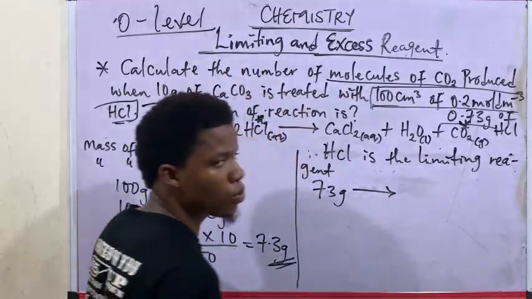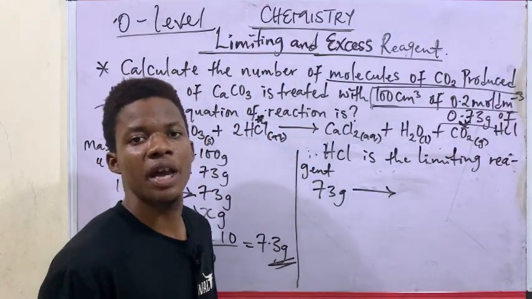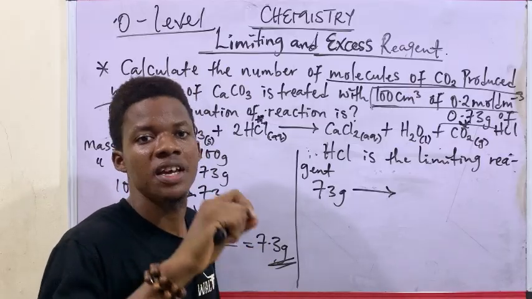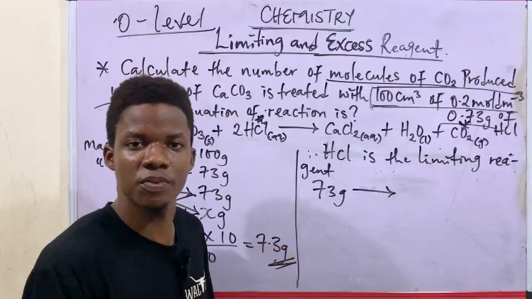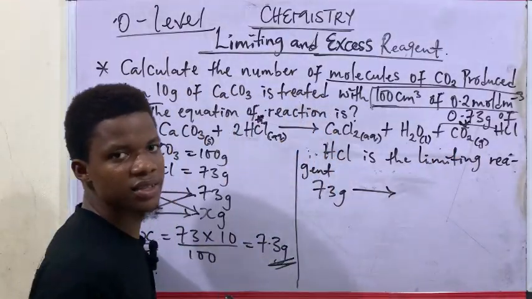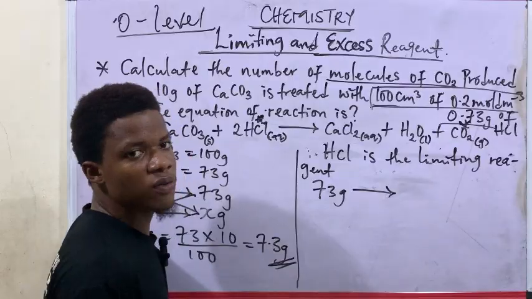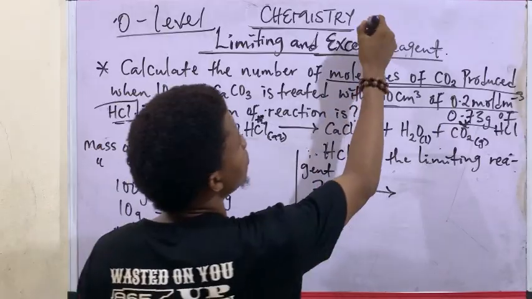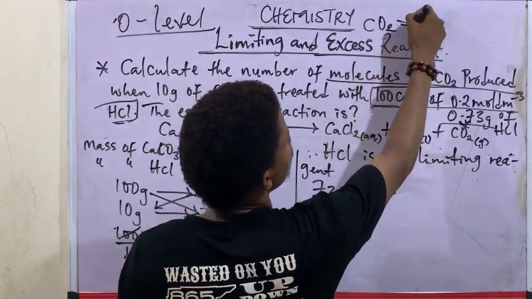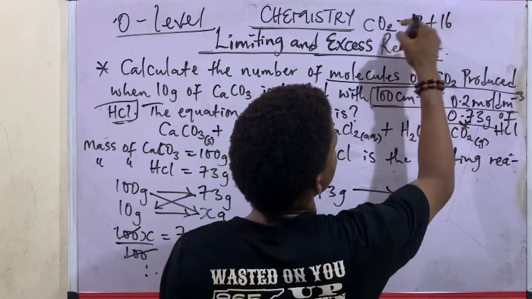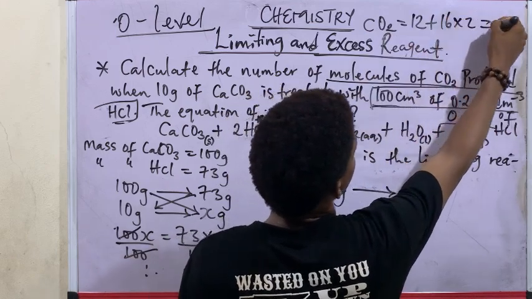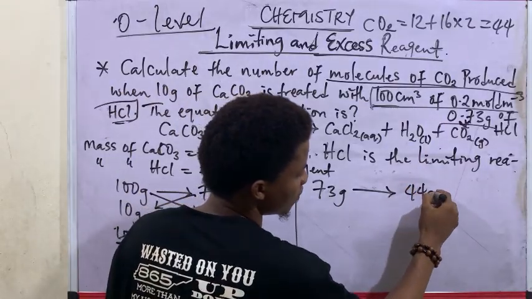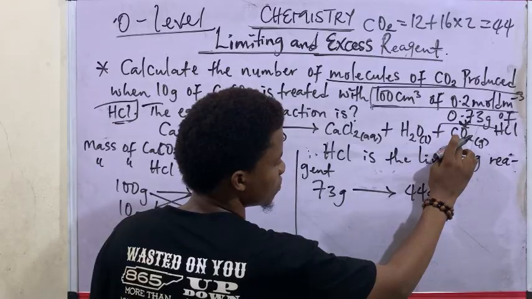Now 1 mole, I told you 1 mole of a substance is equivalent to what now? The mass of 1 mole of a substance is equivalent to the molecular mass of that substance. So this is 1 mole of carbon dioxide. So the mass of 1 mole of carbon dioxide will be equivalent to the molecular mass of carbon dioxide. What is the molecular mass of carbon dioxide? Carbon dioxide is CO2. Carbon is 12 plus oxygen is 16. This 2 is affecting 16, so 16 times 2. And when we do that, we're going to get what? 44. So 73 gram of HCl produces 44 gram of CO2. Are you with me?